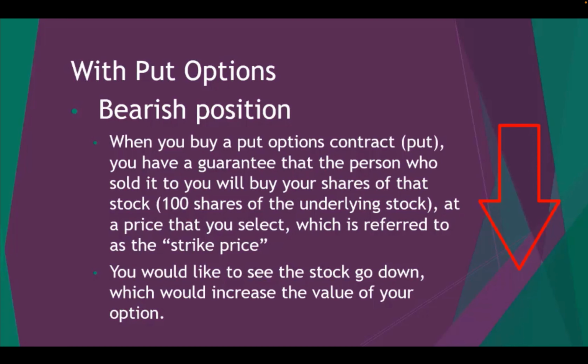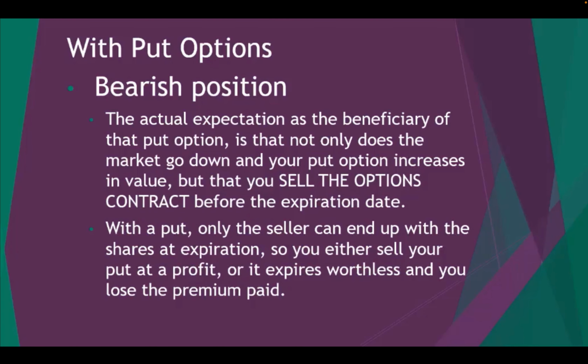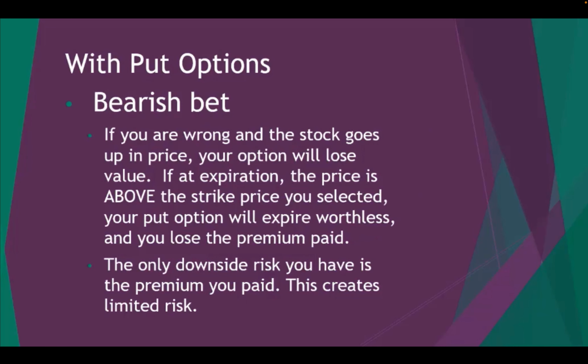And just like with calls, the expectation is that you're going to sell this options contract before the expiration date. Okay? You want that put option to grow in value, which means you want the stock price to go down. Your options contract increases in value, and then you sell it before the expiration date. If you're wrong and the stock price goes up, your option will lose value. If at expiration the price is above the strike price, your put option will expire worthless, and then you lose the premium paid. Again, your downside risk is limited to just the premium that you pay.